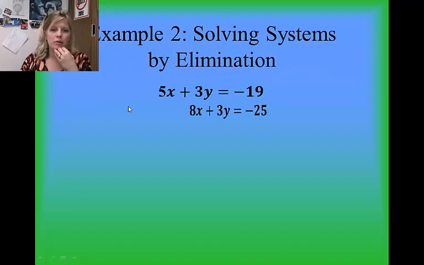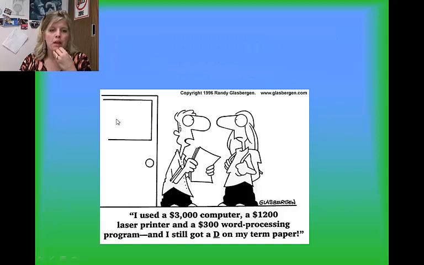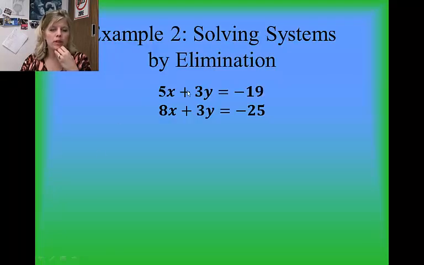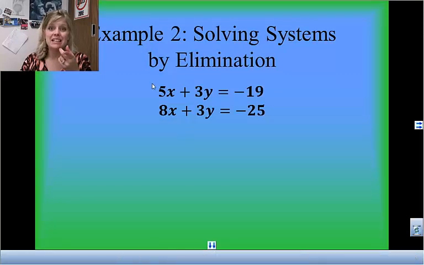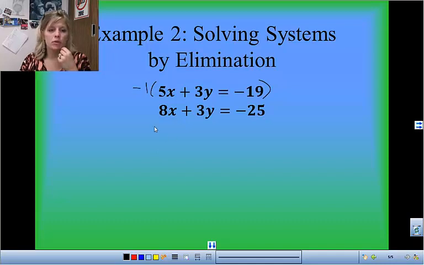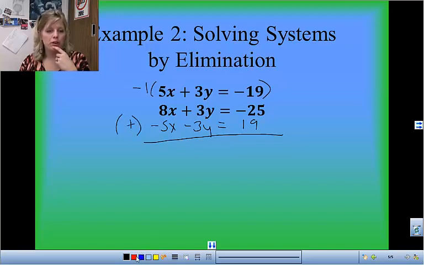Here we have another problem I thought we'd do. Oh, in this problem, what do you notice? Yeah, your y's are the same, right? But they're both positive. So what if I multiply this top equation by a negative 1? What's going to happen? I'm going to get negative 5x minus 3y equals 19. Now is one a positive and one a negative? Yeah. So you can add them together. Reminder, you add them together, that's going to eliminate your y's.